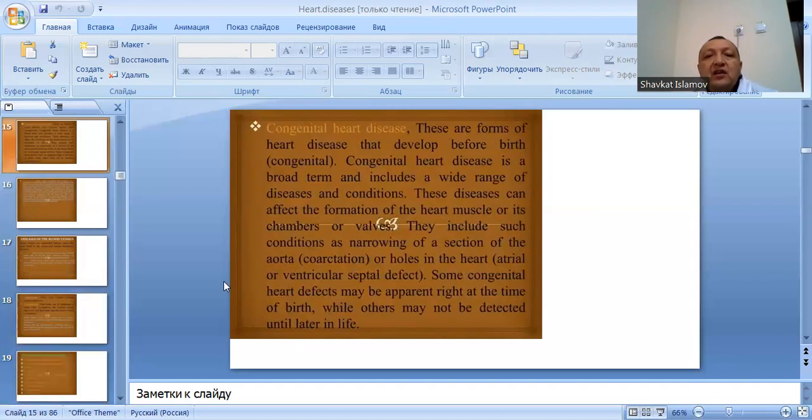Congenital heart disease. These are forms of heart disease that develop before birth. Congenital heart disease is a broad term that includes a wide range of diseases and conditions. These diseases can affect the formation of the heart muscle, the chambers or the valves.